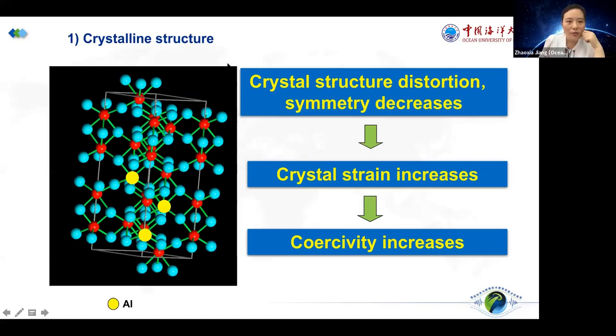Based on our analysis, we think that alumina may influence the magnetic or DRS properties in three ways. First is the crystal structure. When alumina incorporates into the structure of hematite, the crystal structure will distort, and the whole symmetry will decrease. So the crystal strain in the structure will increase, which will lead to the coercivity increase. This is why the coercivity increases first as alumina content increases.